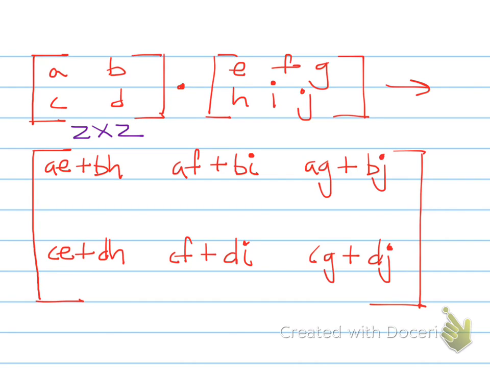Again, the first matrix was a 2 by 2. Second matrix is a 2 by 3. The middle numbers are the same, so that was what allowed us to multiply those two matrices. And you can see the outer numbers are 2 and 3, so that lets us know that our resulting matrix will be a 2 by 3 matrix.